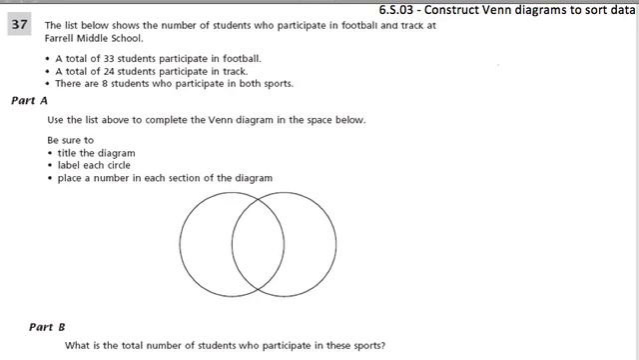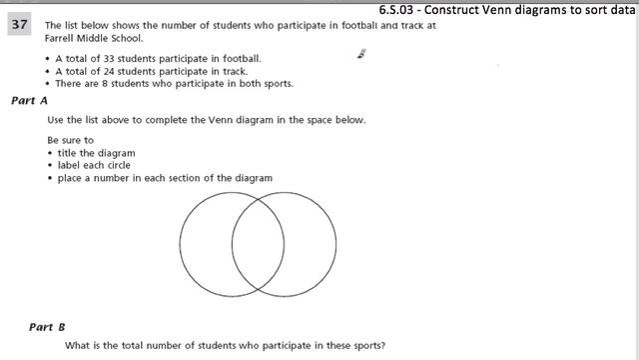In this problem, we're going to walk through a Venn diagram, and these can be quite tricky. So let's just go through it one step at a time. The list below shows the number of students who participate in football and track at Farrell Middle School. A total of 33 students participate in football, and a total of 24 students participate in track. There are 8 students who participate in both sports.